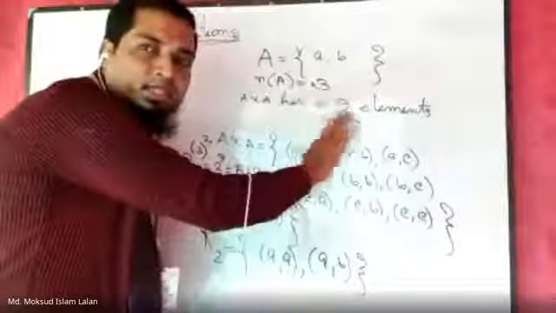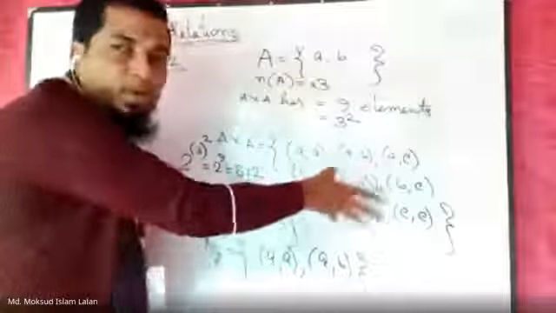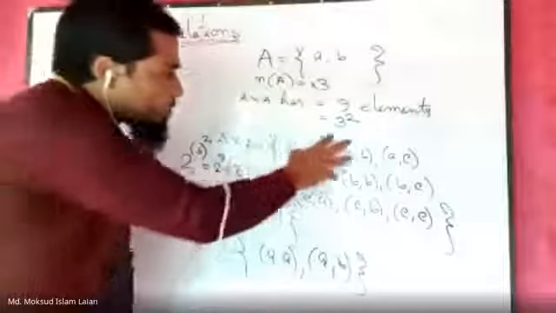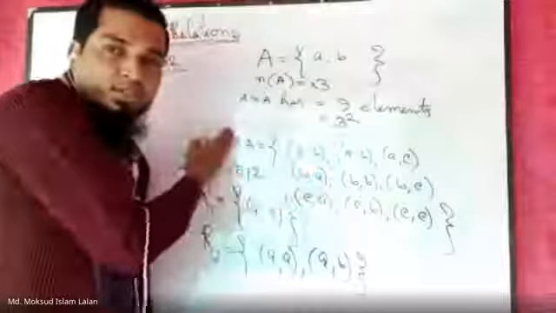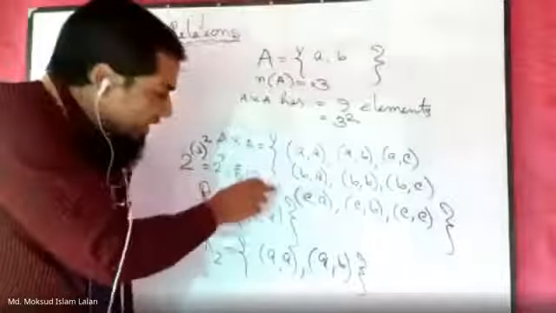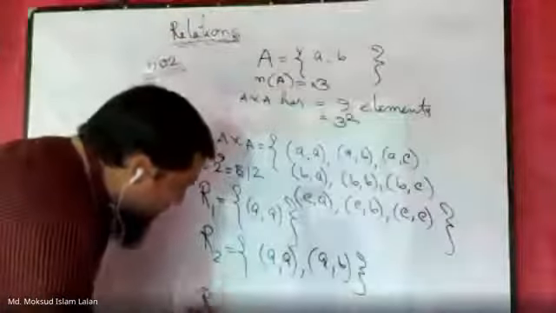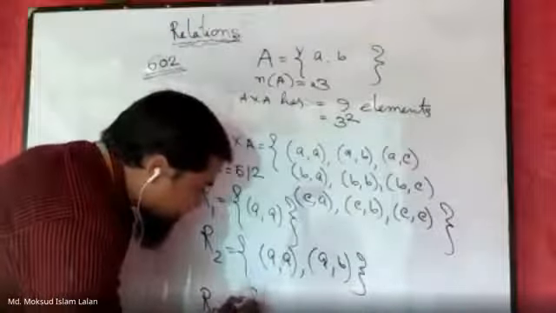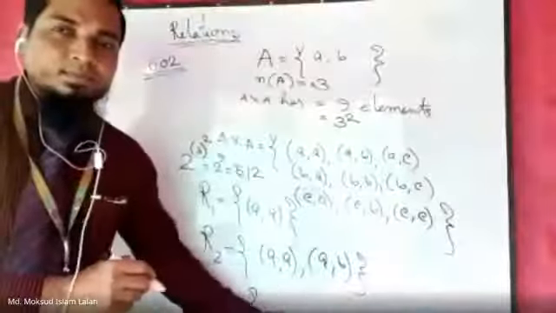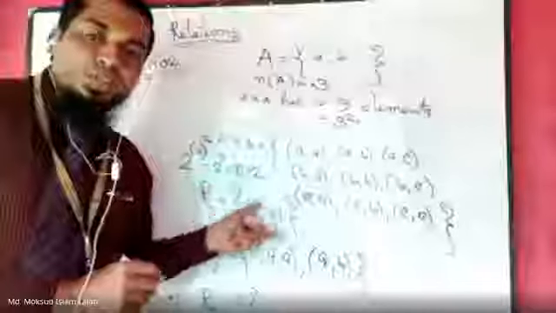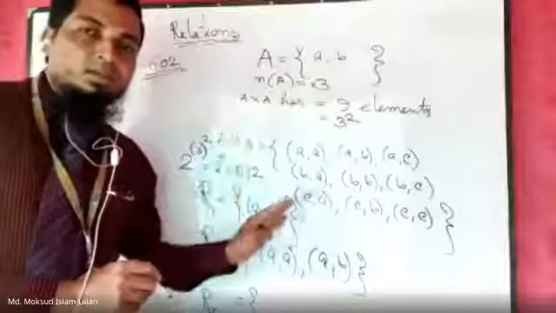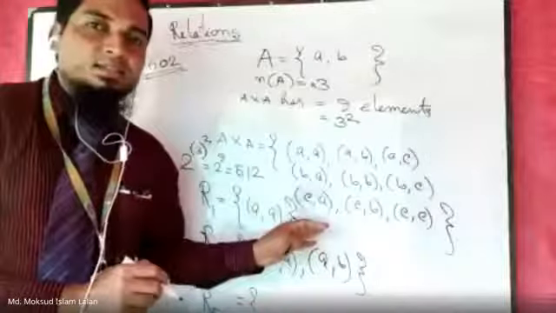So A cross A has 9 elements. This is clear. This set, these 9 elements, we have written. And on the basis of this cross, A cross A, we can form how many relations? R1 up to R512, you can form 512 relations. Do you have any question about this? Can I proceed to the next?